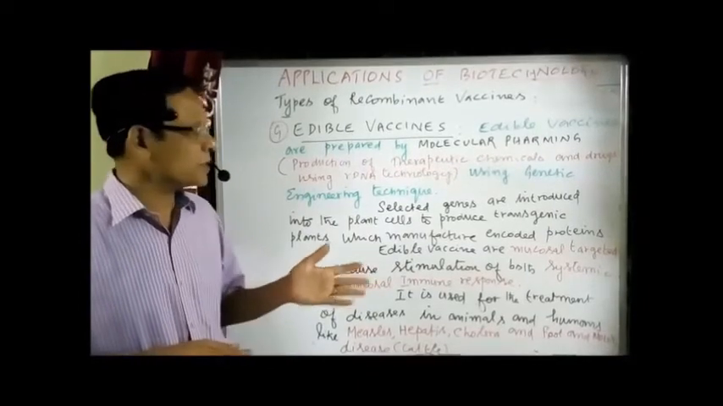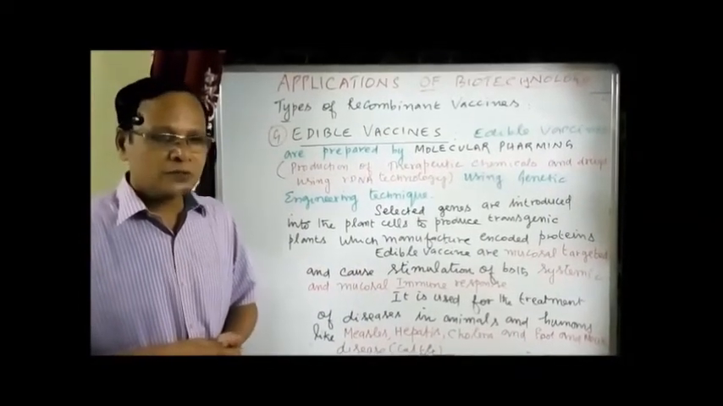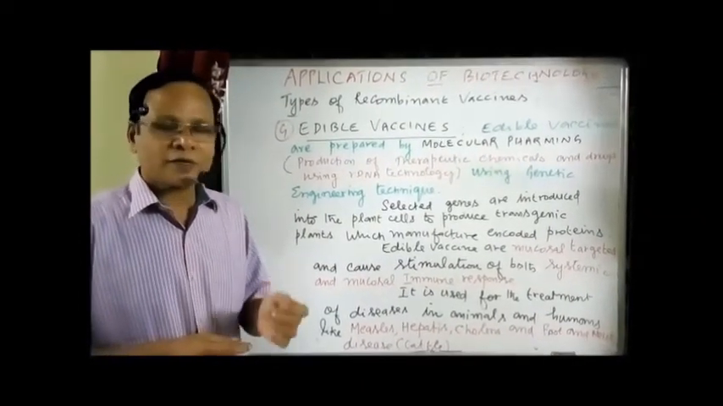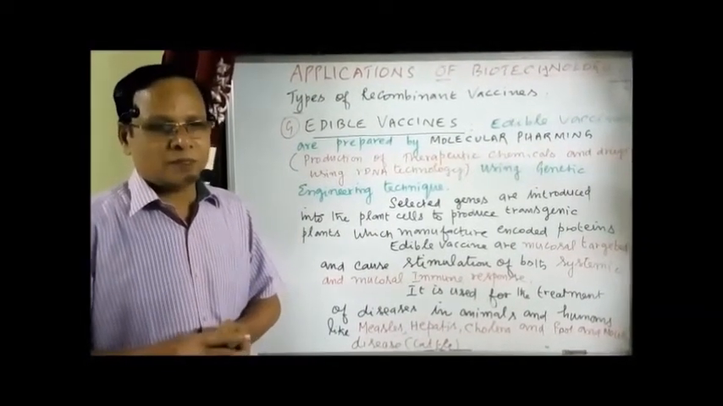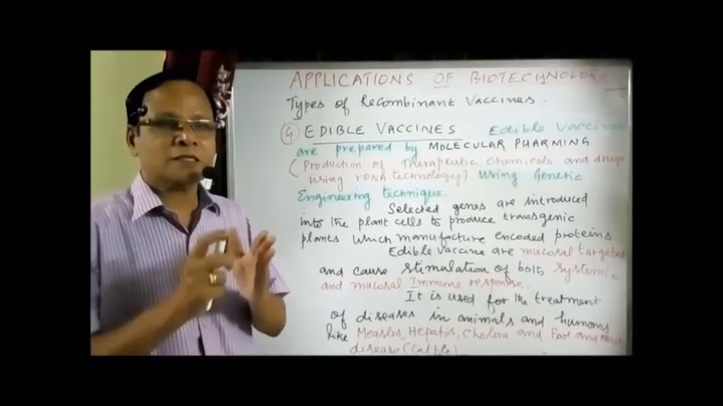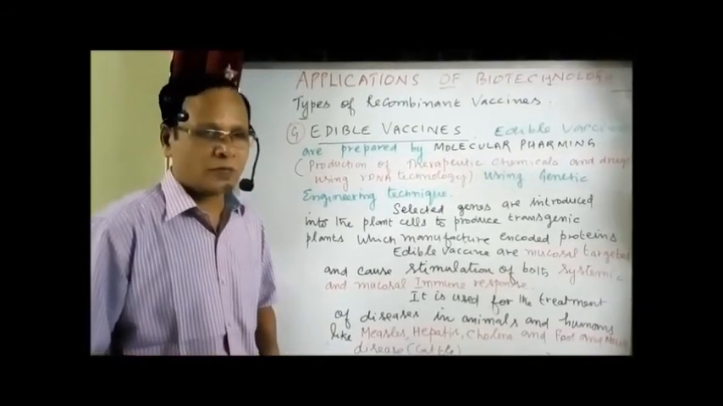Okay, the last part is how the recombinant vaccine for hepatitis B is synthesized. The mechanism will be the same as in the case of human insulin hormone. Okay, let us discuss.